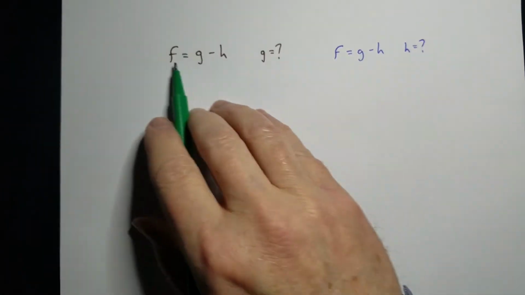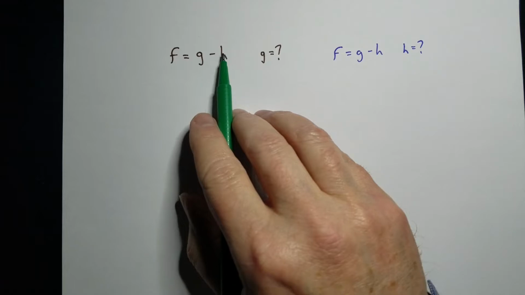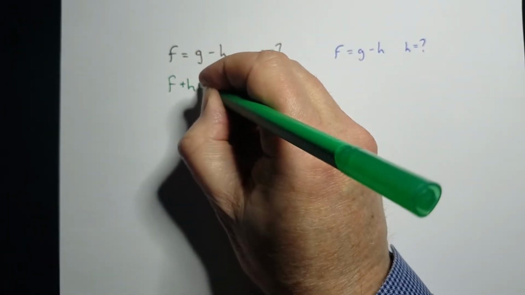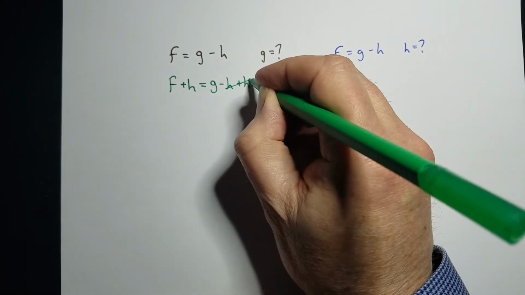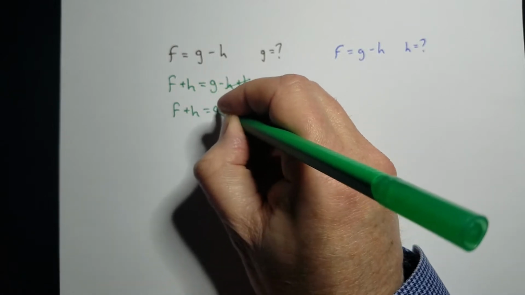So this time we've got some subtraction going on here. So again, we want to solve for g. So I need to get rid of h. So I'm going to add h to both sides. Those cancel, and I get f plus h equals g.